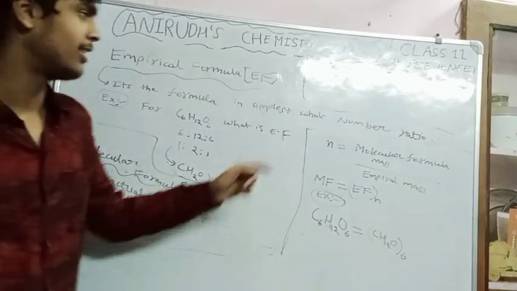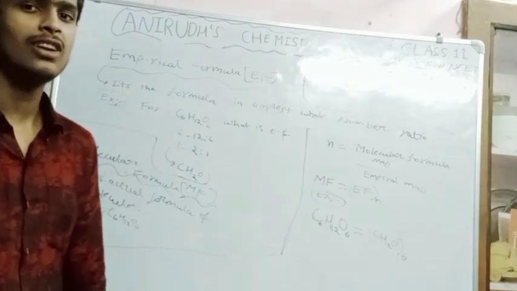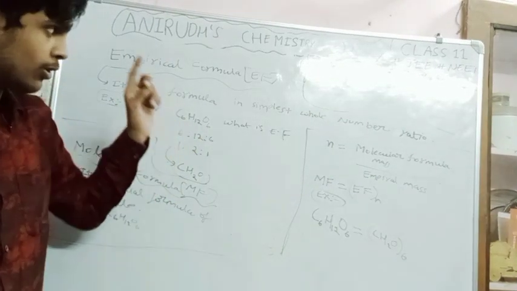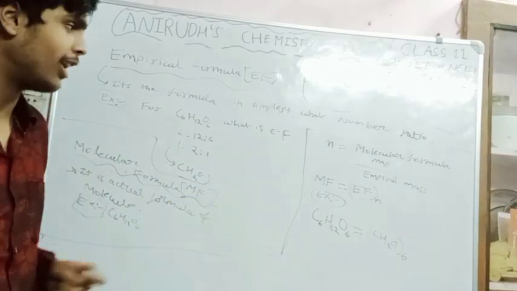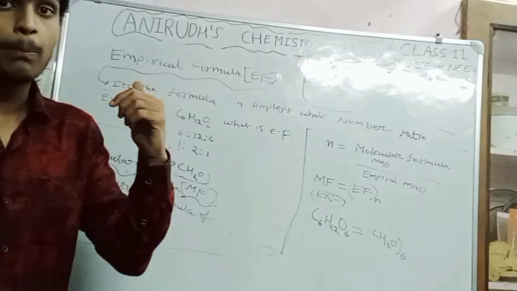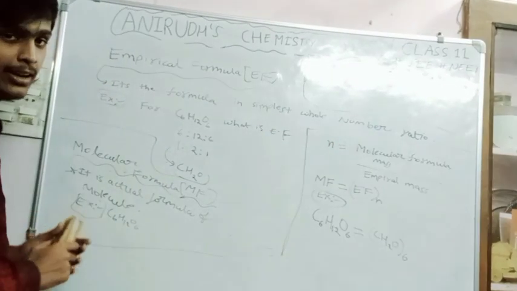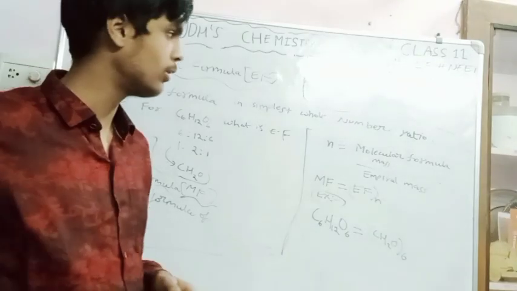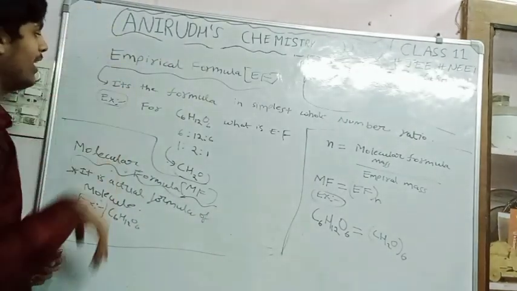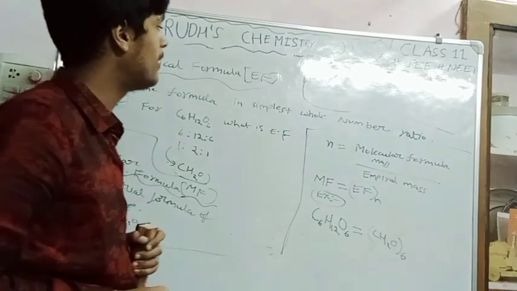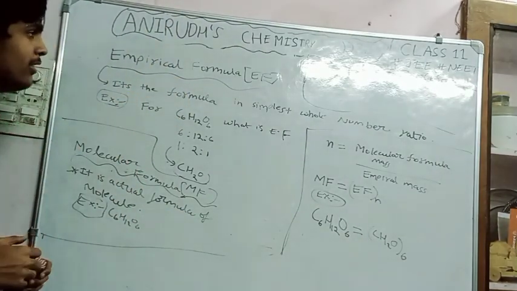What is a whole number? I am just asking you a simple question. Whole numbers are the numbers which start from 0 to infinity. They include all the positive integers along with 0. Not natural numbers, which start from 1 to positive infinity. Now, empirical formula is nothing but a formula in simplest whole number ratio. Okay, let us see one example.